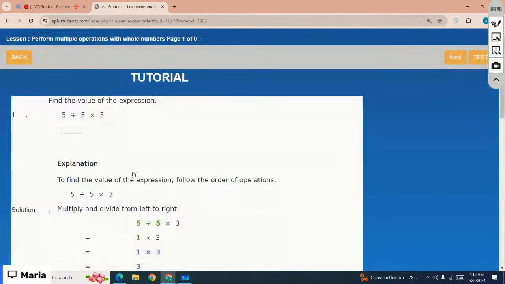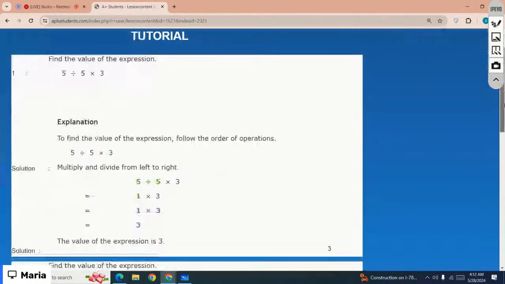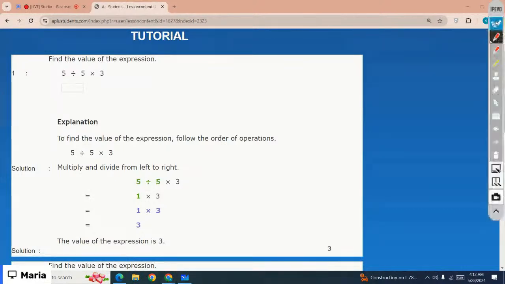So multiplication and division are on the same level, right? If you have multiplication and division in the same question, you have to go from left to right. On the left, the first operation is division, so you have to divide first. If you have more than one operation in a question, how do we solve them? The highest priority is for multiplication and division.